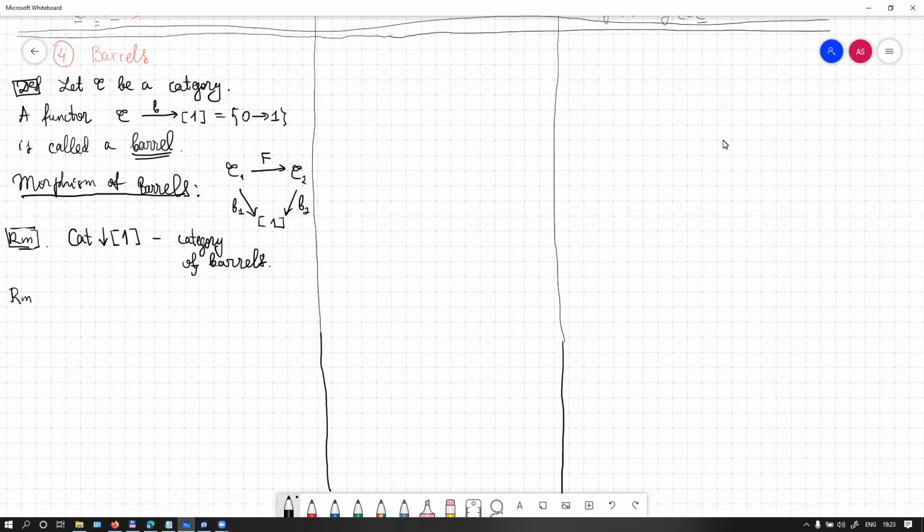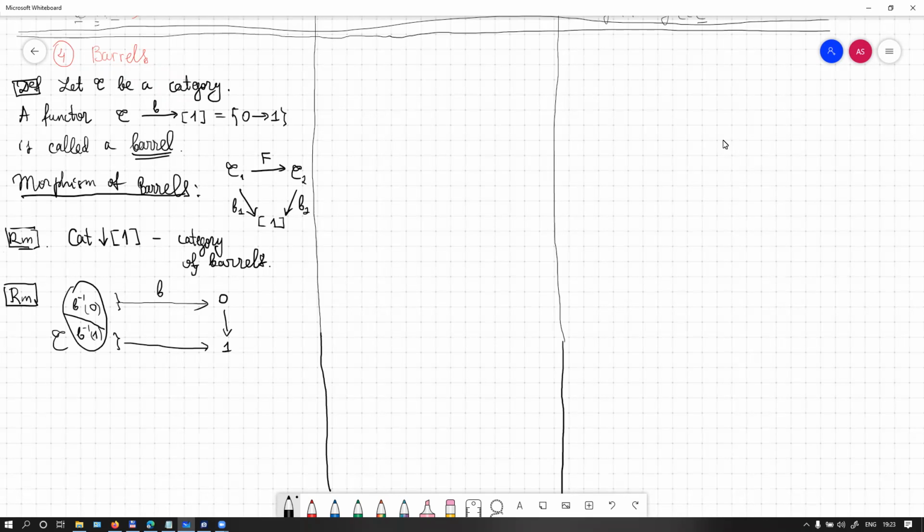Then another remark gives us the following. When you have your category C and you have your arrow from 0 to 1, then you split your category such that this part is going to 0 and that part is going to 1. So this is your barrel B, and you have that this is the pre-image of 0 and this is the pre-image of 1.